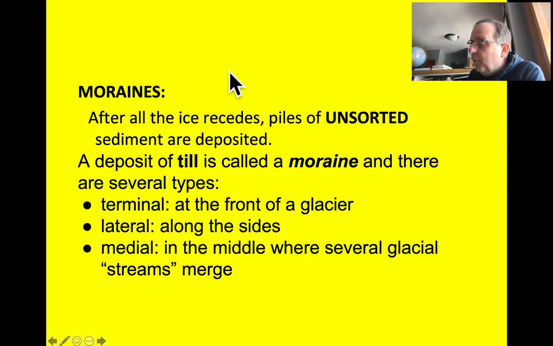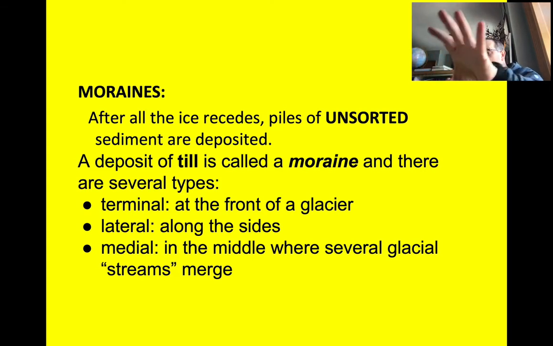So, moraines are the source of these unsorted sediments. After all the ice recedes, piles of unsorted sediment are deposited. A deposit of till is called a moraine, and there are several types. The terminal moraine, found at the point at which the great glacier grew to its maximum and then melts back, the terminal moraine, the last little bit of the glacier when it was at its furthest extent.